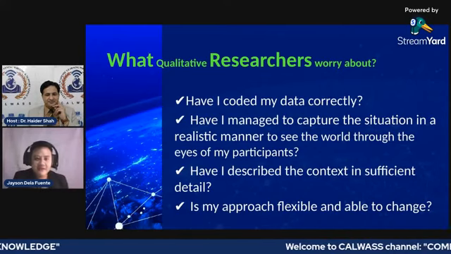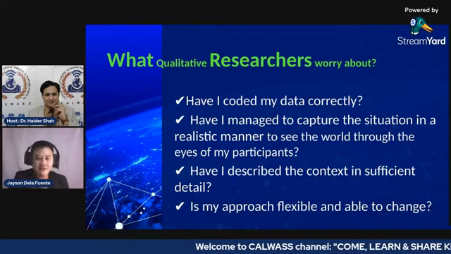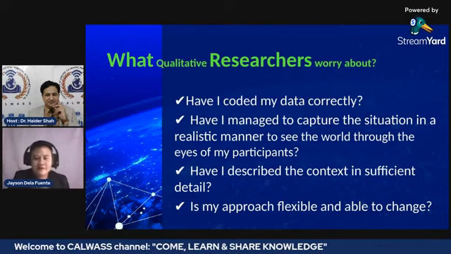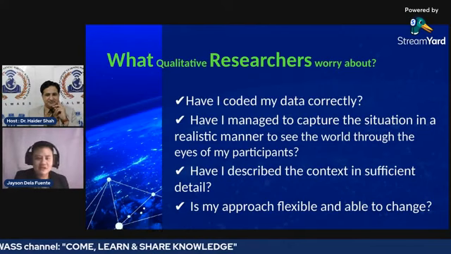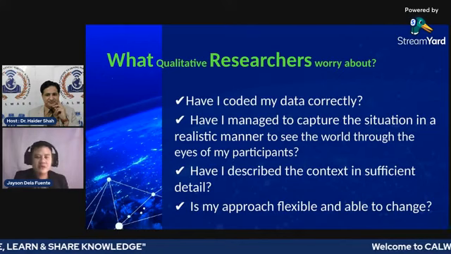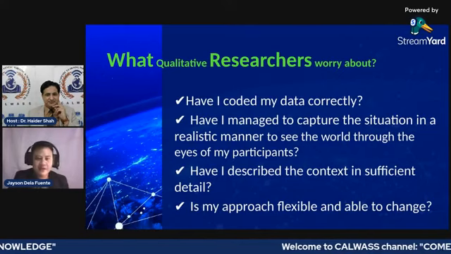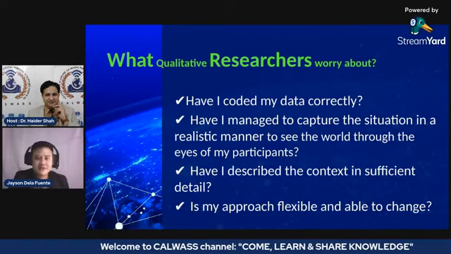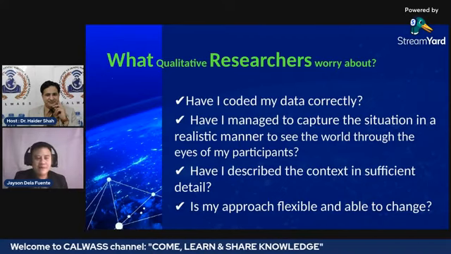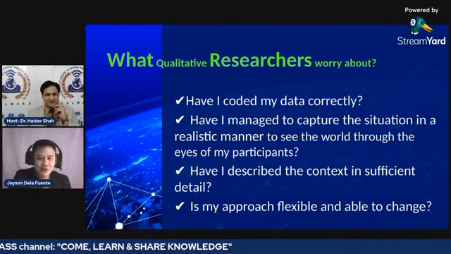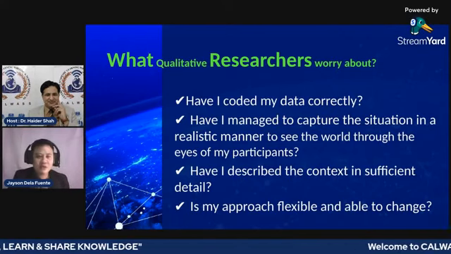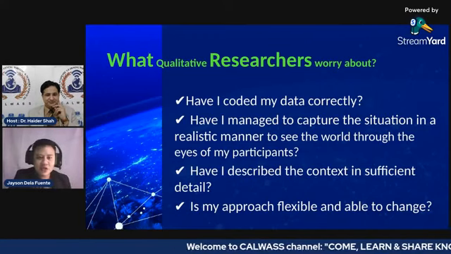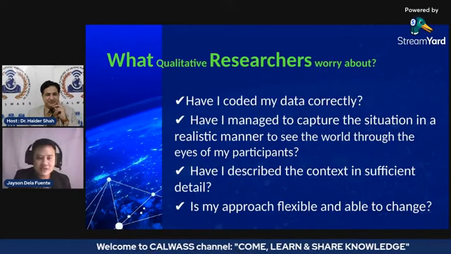It might be in the interview. Is my research design flexible and able to change? Yes, of course. It should be flexible. Flexible in what sense? There might be times when you are doing the interview, though you have your interview guide questions, that you need to ask follow-up questions which are not in your interview guide.